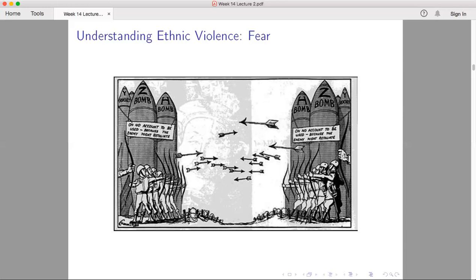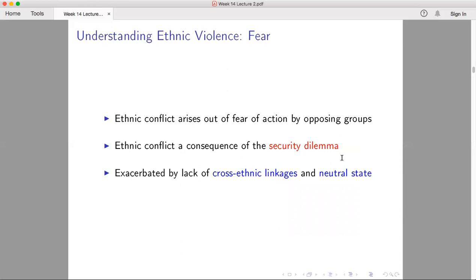And so, in an ethnic security dilemma, these things tend to be exacerbated by the lack of cross-ethnic linkages. So remember in the Varshney piece, they said when ethnic groups interact with each other regularly, we can squash these rumors, right? We can understand that, oh, they're just doing this as a form of defense, they're not planning to attack us, etc. So when there are cross-ethnic linkages, we tend to not get these security dilemmas. And when the state tends to be neutral, right? When there is no state or the state doesn't step in to tamp down these fears, then we also tend to exacerbate the security dilemma.